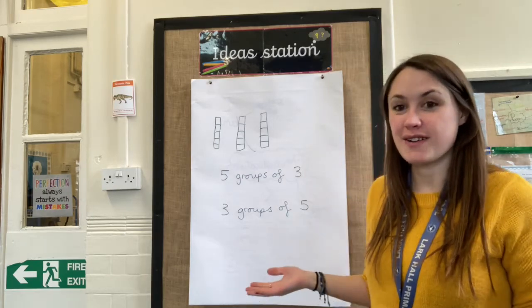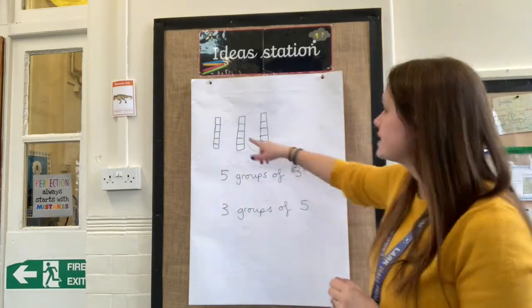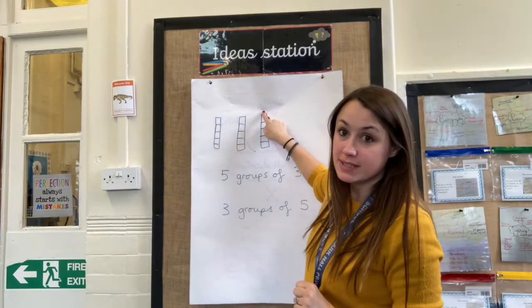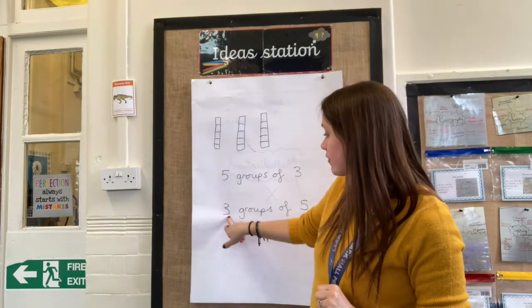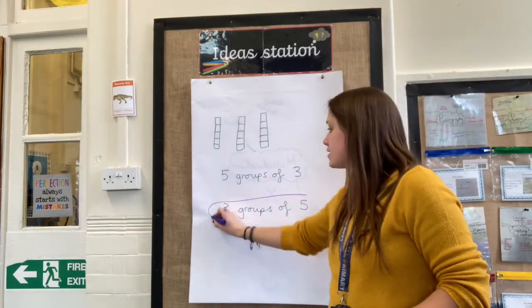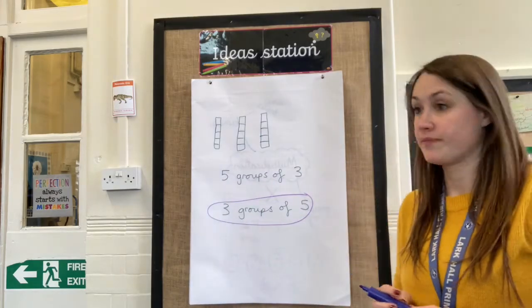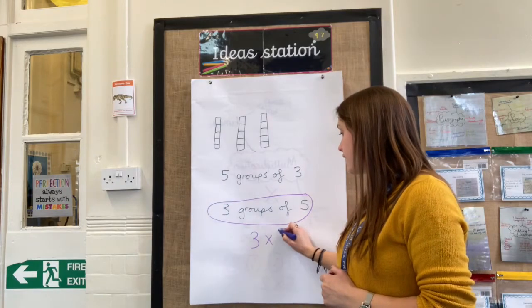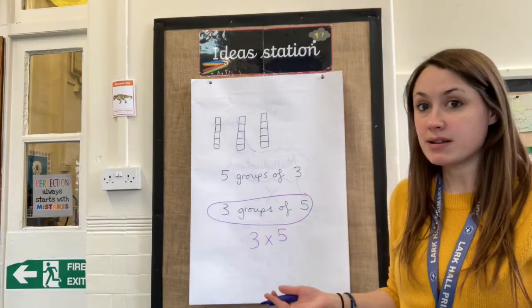Okay, which one did you go for? Let's have a look. There's 1, 2, 3 groups. So we've got to think it's 3 groups of 5. So the correct answer is 3 groups of 5. And we would write that as a number sentence, 3 times 5. It's still the same answer.